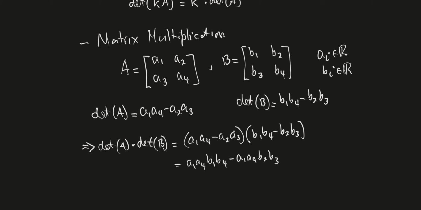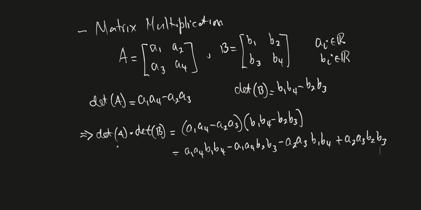And then let's continue FOILing out. We're going to have a minus A2 A3 and then B1 B4. And finally, the last terms multiplied. Both of them have a minus sign in front, so when I multiply, I'm going to get plus A2 A3 B2 B3. Because of the different letters and subscripts, we don't have any like terms here, so this is what we have for the product of these two determinants.